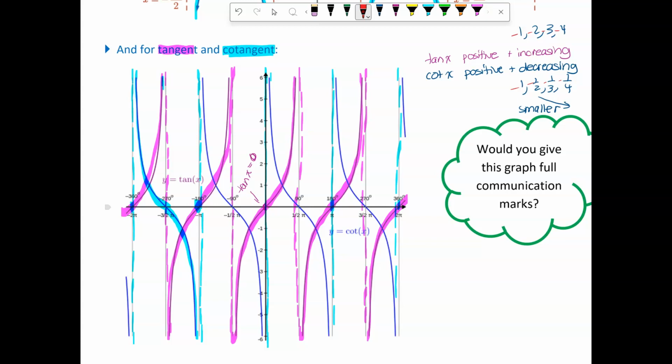Why would I not give this graph full communication marks? Well, there's lots of things going on with this graph. You don't have the vertical asymptotes labeled. You don't have the y and the x labeled here. So lots of things going on. So make sure that you always have full communication marks. Okay.